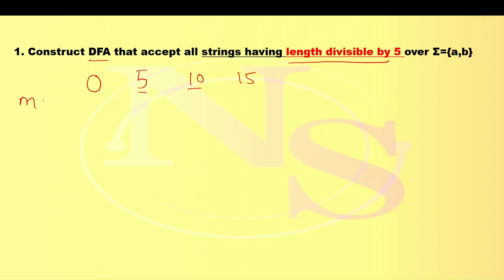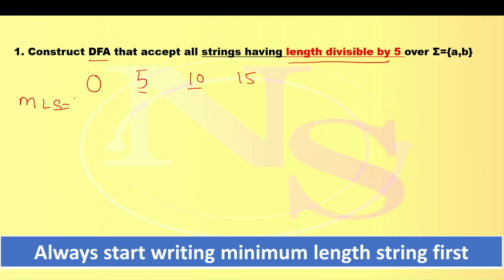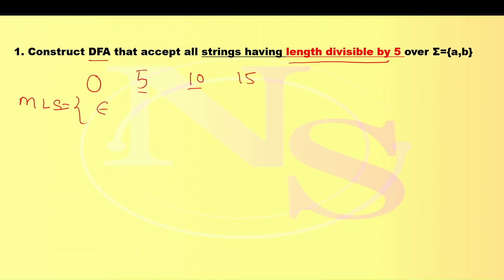Hence, based on these numbers, write down the minimum length strings first. What is the string having length 0? That is epsilon. What are the strings whose length is 5? Our sigma is a, b. Here we need to concentrate on the length of the string and not on the format. The first symbol may be a or b, any combination of a and b. The only thing is that the length of the string should be divisible by 5.